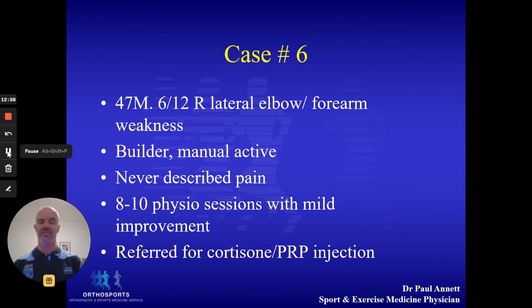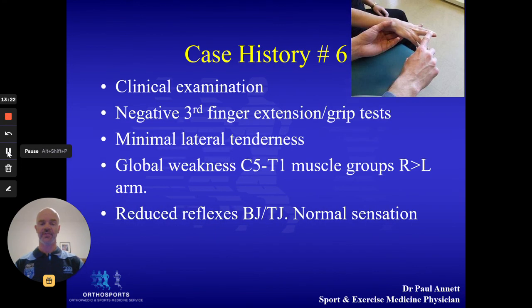The last case is a 47-year-old fellow who was referred to me with a 6-month history of right lateral elbow and forearm weakness. He was a builder and extremely manually active, but interestingly enough had never really described pain. He had had 8 to 10 sessions of physiotherapy with some mild improvement, and he was referred by his general practitioner for consideration of either cortisone or PRP injection.